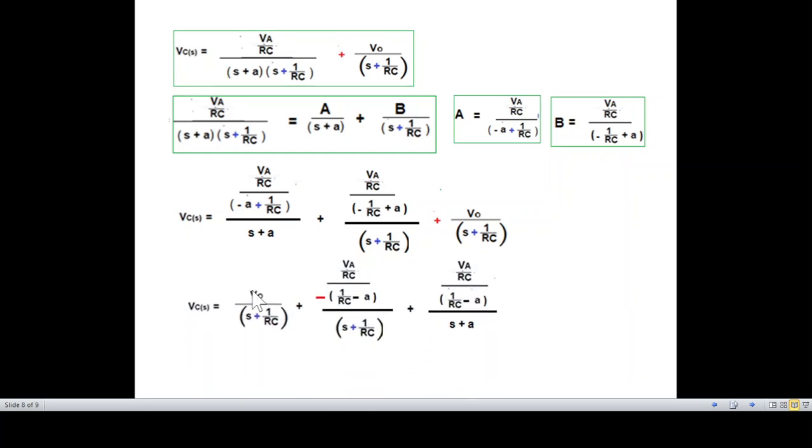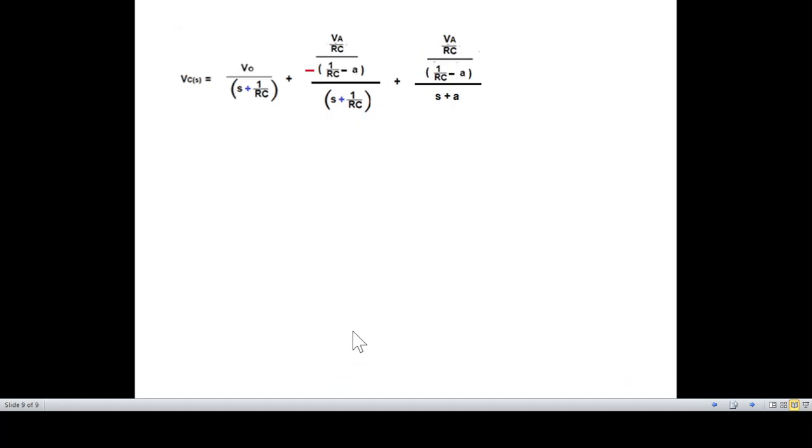And we can rearrange this. The positive term, we are bringing it first. And then from here, we can take the negative sign out. So it will be one over, we are using this one first. From here, if you take the negative sign out, it will be 1 over RC minus 1 divided by S RC. And then this term remains as it is here. Only we are changing the position. 1 over RC minus A.